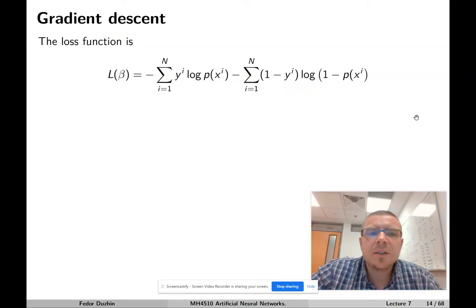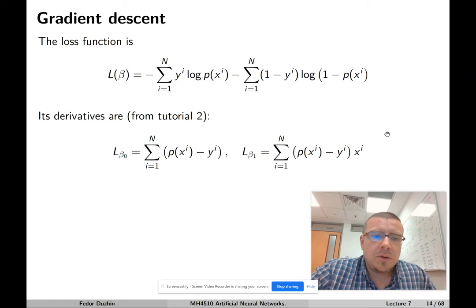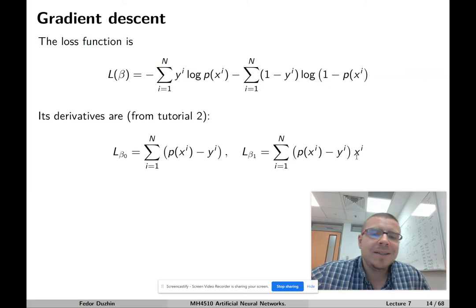All right, let us revisit gradient descent. So this is our loss function, the binary cross entropy loss function. Now, in tutorial 2, we calculated its derivatives with respect to beta 0 and beta 1. So L beta 0, the first term here, is really dL d beta 0, the partial derivative of L with respect to beta 0. And the second expression here is the partial derivative of L with respect to beta 1. So these are the derivatives of the binary cross entropy loss function.